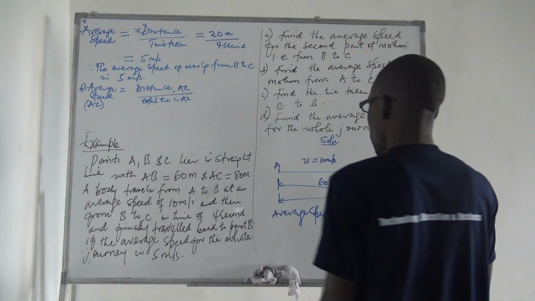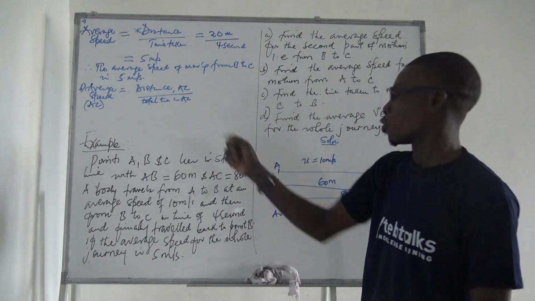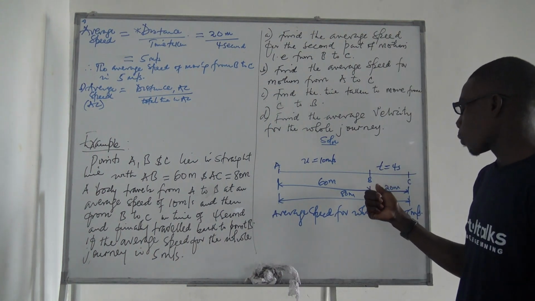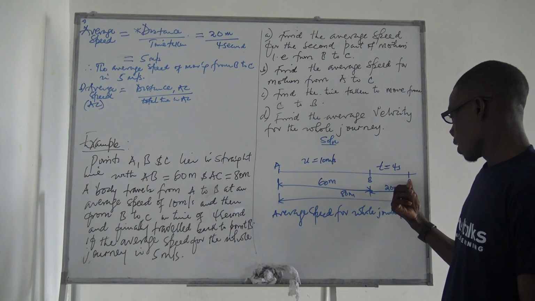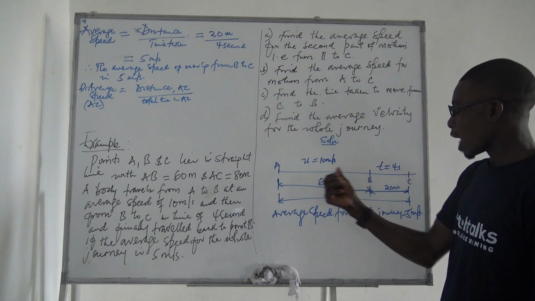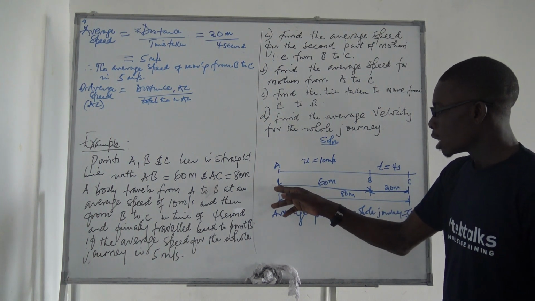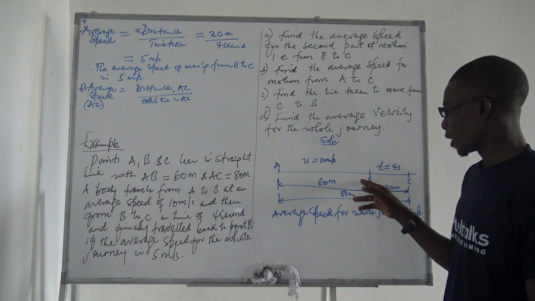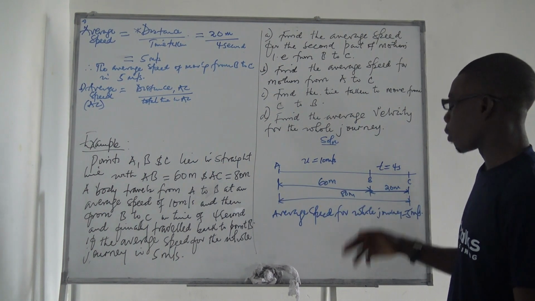And then ask yourself, are we having the time taken to travel from A up to C? If you check here properly, you realize that we have the time BC, but we don't have the time AB. Is that okay? So that means that we should first get the time taken to travel from this point to this point. Is that okay? We should know the time from this point to this point here.